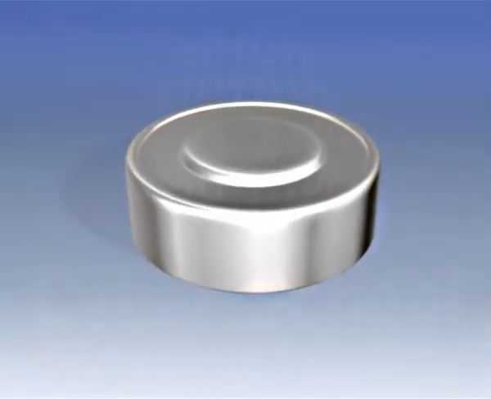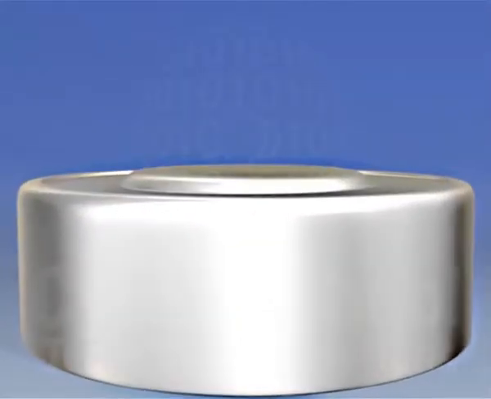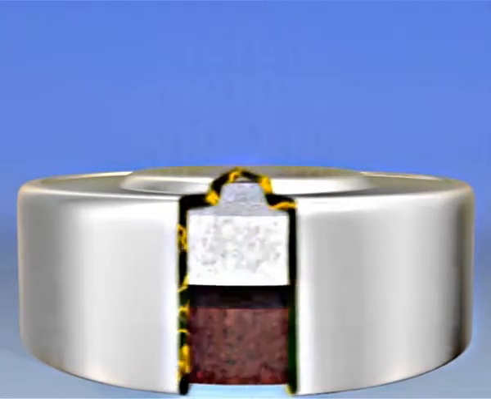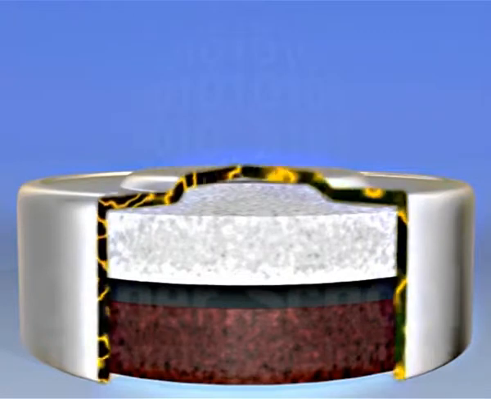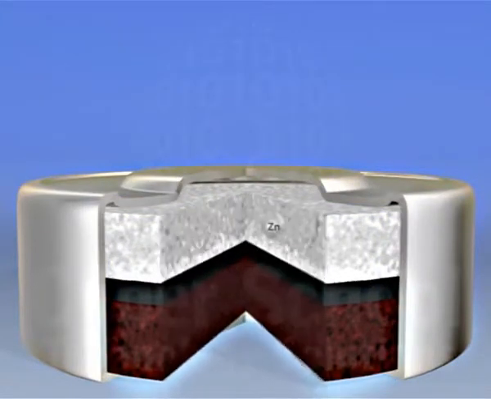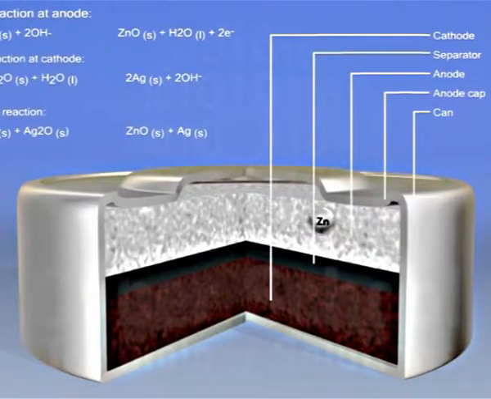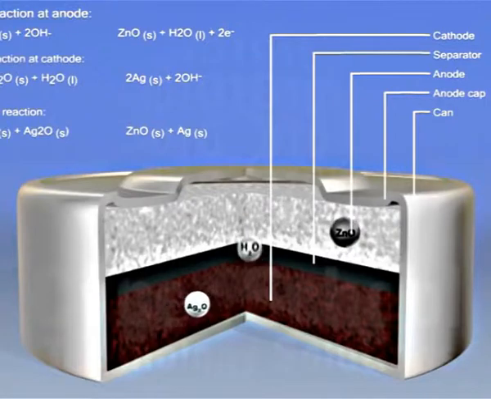A button cell is a miniature cell which is frequently used to power items such as watches and hearing aids. The anode used is zinc, and silver oxide is used as a cathode. Moist sodium or potassium hydroxide is used as an electrolyte. Please note the reaction at the anode, the reaction at the cathode, and the net reaction.